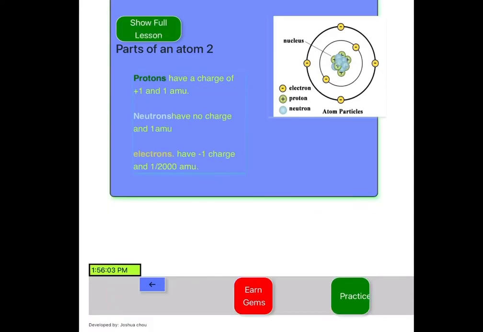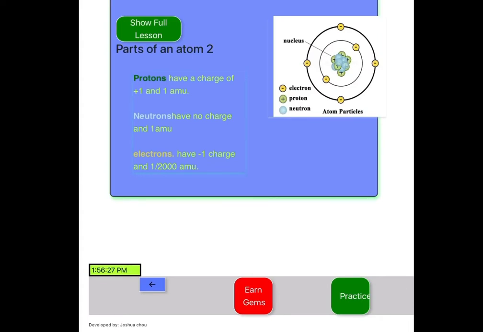So now let's look closer at each of the subatomic particles. The protons have a charge of +1, and they have a mass of 1 atomic mass unit, so that's AMU for short. The proton is the green circle there again. And neutrons have no charge, so they have a charge of 0. And they have the same mass as a proton, 1 atomic mass unit.